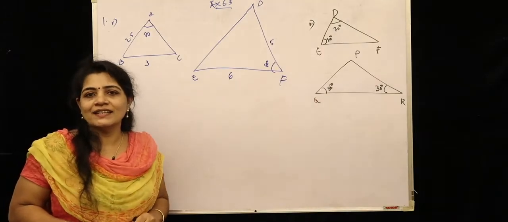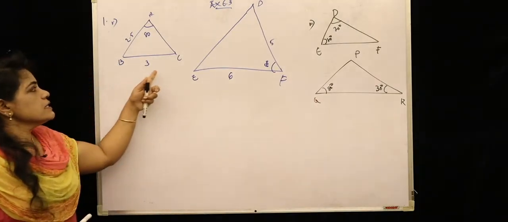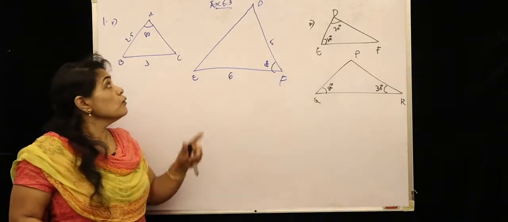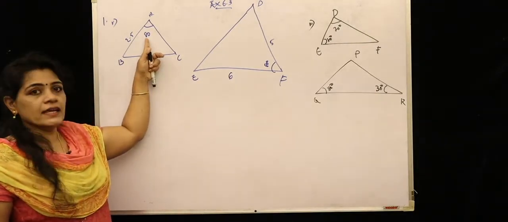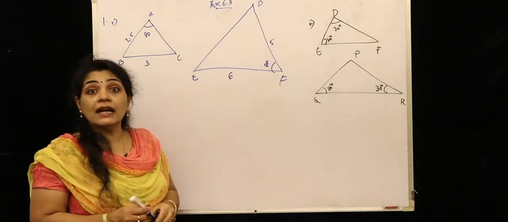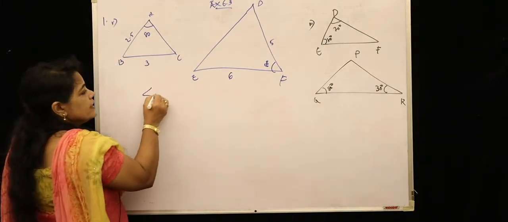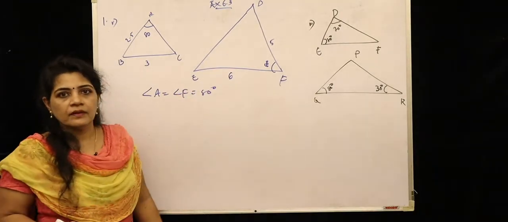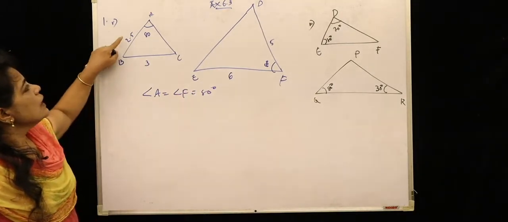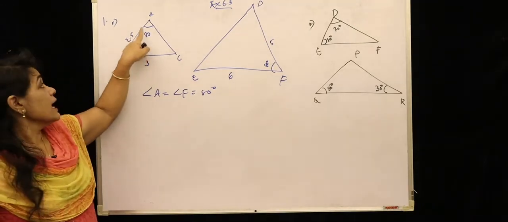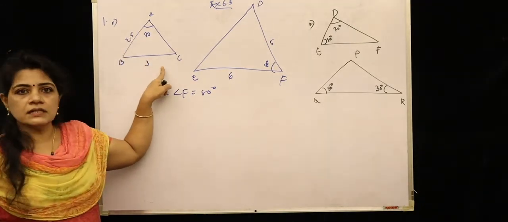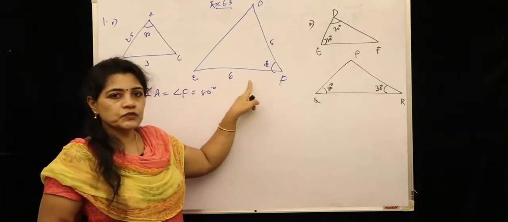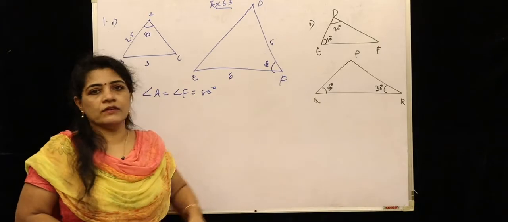Now the next question, that is the fifth one. Here in triangle ABC and triangle DEF, we are given one angle, that is angle A equal to 80 degrees. Here angle F is equal to 80 degrees. Angle A equals angle F equals 80 degrees. Also here the sides AB and BC are given. But here what is given? Here EF and DF are given.